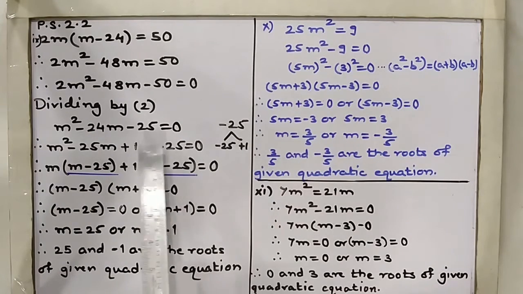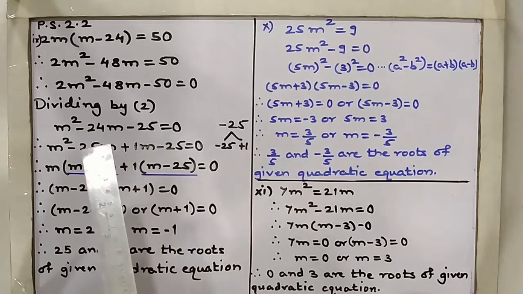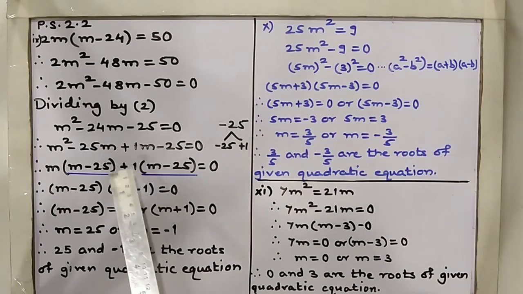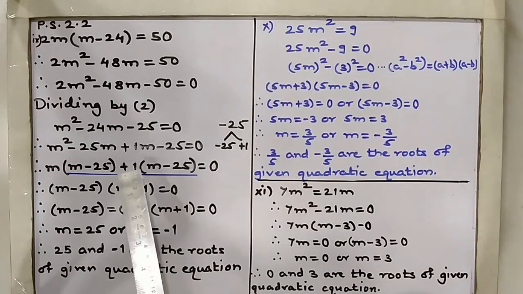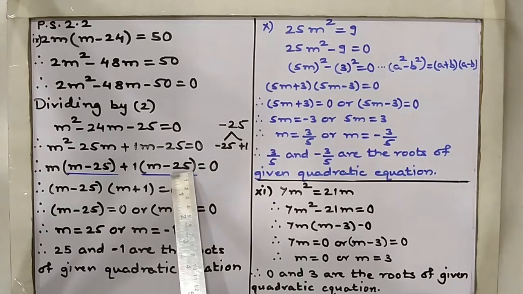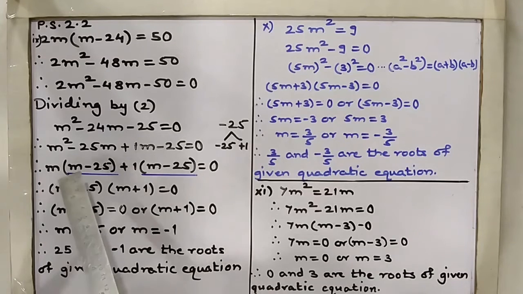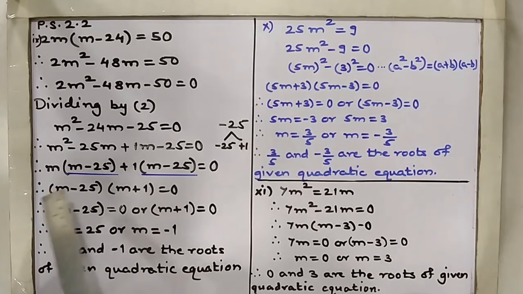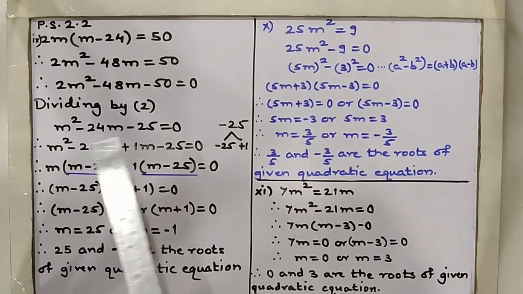Then come to the next two terms, that is plus 1m and minus 25. From here you can take 1 as common, तो ब्रैकेट के अंदर आपको क्या मिलेगा? यहाँ से आपने 1 को कॉमन लिया तो यहाँ पे आपको m मिलेगा. And from minus 25 also you have taken plus 1 common, so over here you will get minus 25. So m into m minus 25 plus 1 into m minus 25 is equal to 0. Now look at these two terms. From these two terms we can take m minus 25 as common.